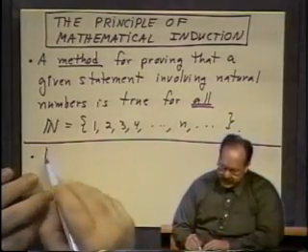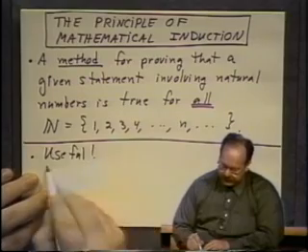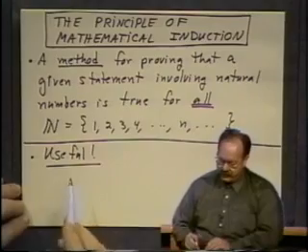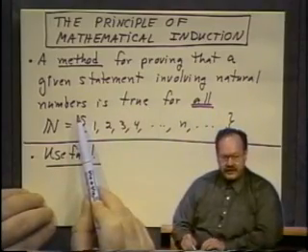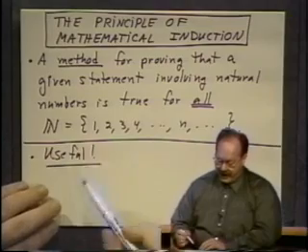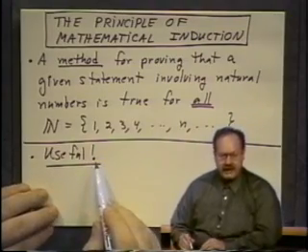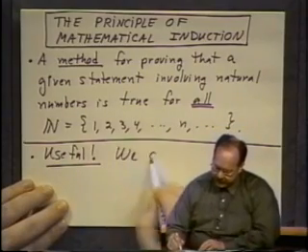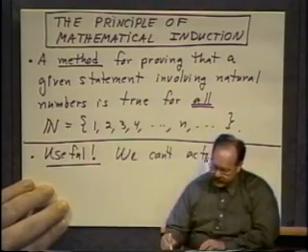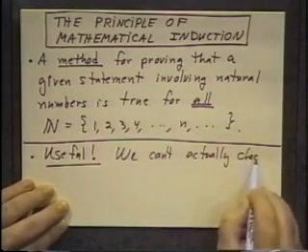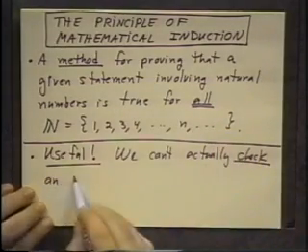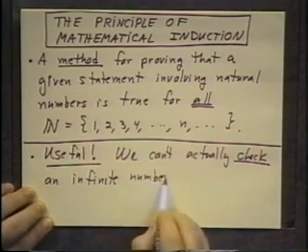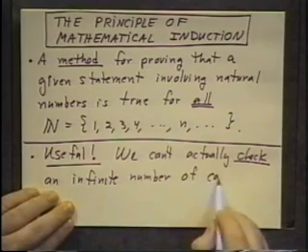Okay? Why is this useful? Well, it's useful because I can't count to infinity, and neither can you. So if I want to prove a statement involving all natural numbers is true for all n, I can't actually try it for all infinite number of numbers. So we can't actually check an infinite number of cases. So we use this technique to avoid that problem, an infinite number of cases.